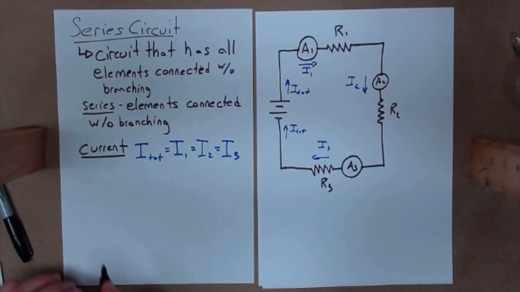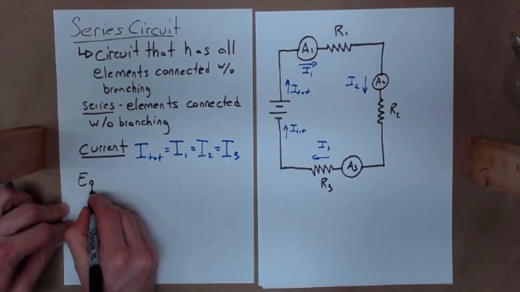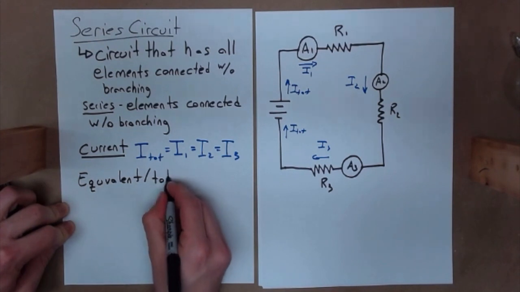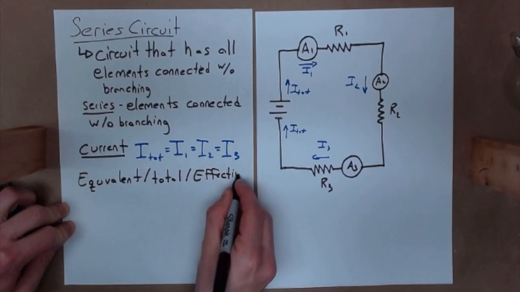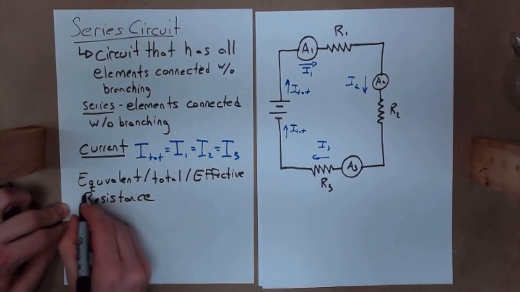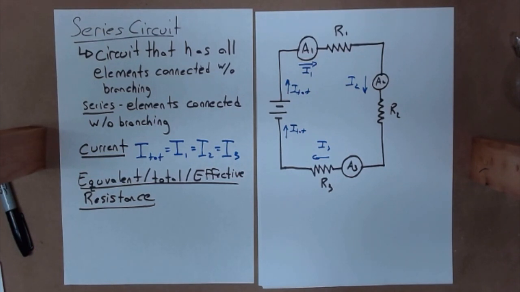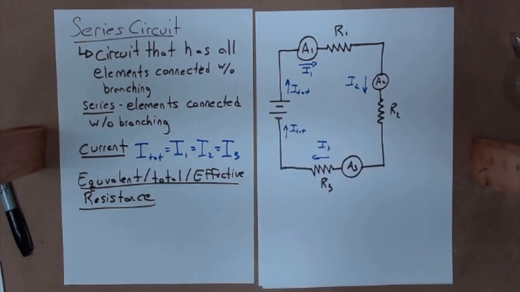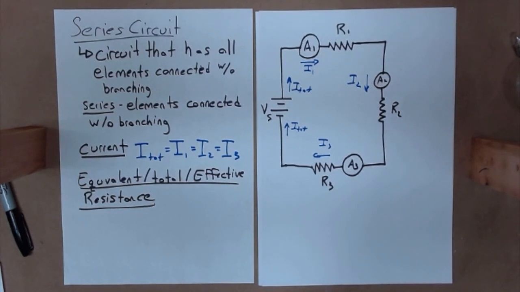Now, the next thing we want to look at for this series circuit is what we call the equivalent, or we can say the total, or the effective resistance of the circuit. And all three of these words will mean the same thing to us. It's just kind of measuring how all of these resistors interact in this circuit to help determine the total current, assuming that we know some Vs, potential difference of the source.